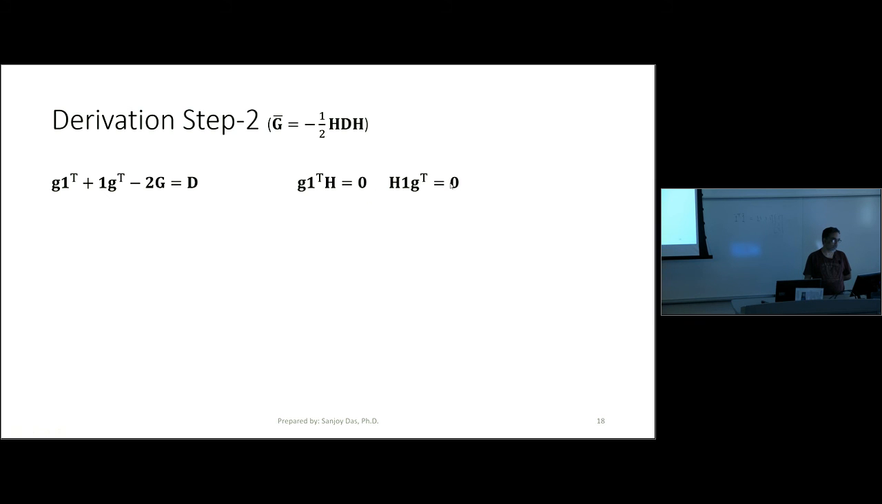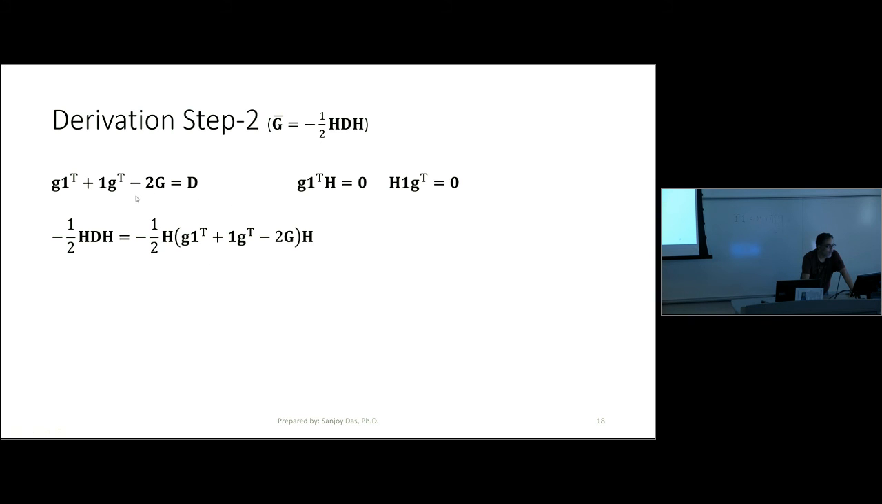So this I write here. So these are the expressions that I have: G1 transpose plus 1 G transpose negative 2G equals D. And here I just saw that G1 transpose H is 0, H1G transpose is also 0. So now let's prove this, the main proof, the last stage of our proof. Negative half HDH.